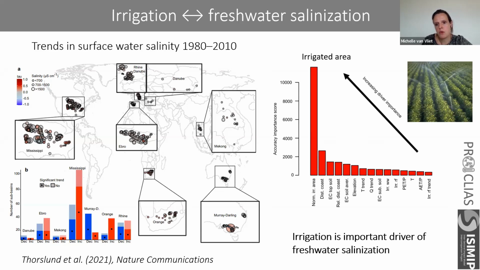But based on that, she actually concluded that irrigation, and irrigated area in particular, seemed to be the most important driver in terms of explaining those increases in salinization in those river basins in the world. So this is also an example of showing that two-sided relation, where irrigation is an important driver towards freshwater salinization, but also, as shown in the previous slide, high salinity levels can also constrain irrigation water use, therefore contributing to higher water scarcity for that sector.